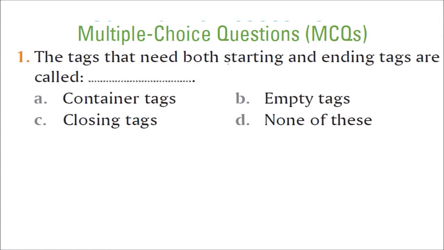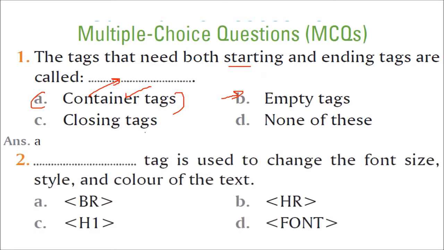The tags that need both starting and ending tags are called what? Those which only need starting, they are called empty tags. So, is it the answer A1? The answer is container tags. The tags that need both starting and ending tags are called container tags.